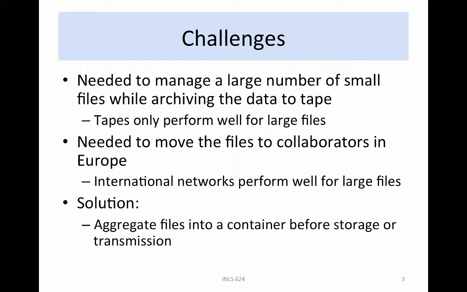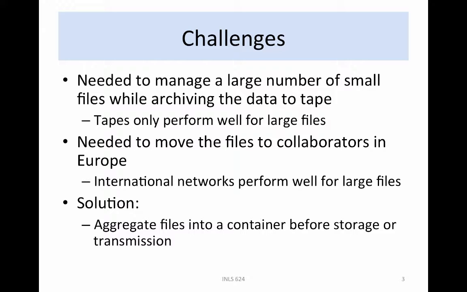The KEK repository was a tape archive. Tapes perform well when the file sizes are large. It takes about 5 seconds for a tape drive to spin up. Since the data write rate can be 100 megabytes per second, this implies the file size should be measured in gigabytes to amortize the startup time.